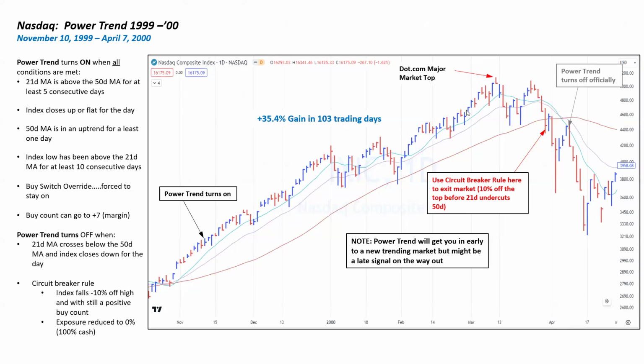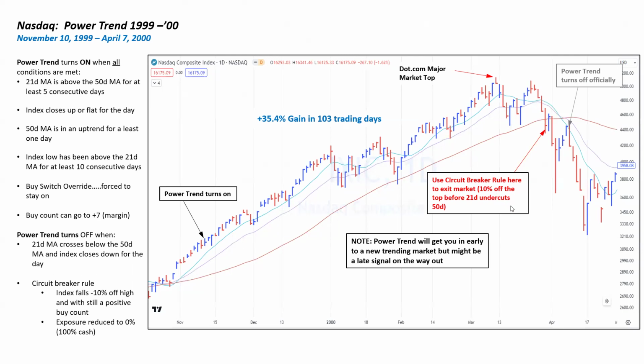But the problem with the power trend in this situation, this was the major top in March of 2000, the dot-com bust. So the market really got volatile, with a sharp correction. You can see here that the market sliced right through the 50-day moving average, yet the 20-day moving average was still above the 50. Now, there is something called the circuit breaker rule, and that's described over here.